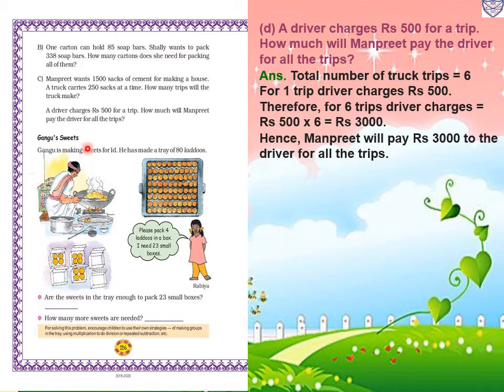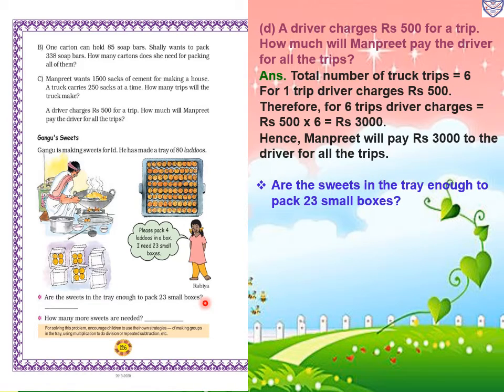Now Gangu sweet. Gangu is making sweets for Eid. He has made a tray of 80 laddus. How many laddus? 80 laddus. Now Rabia says, please pack 4 laddus in a box. I need 23 small boxes. So she needs 23 small boxes, and in each box she wants 4 laddus. Are the sweets in the tray enough to pack 23 small boxes?